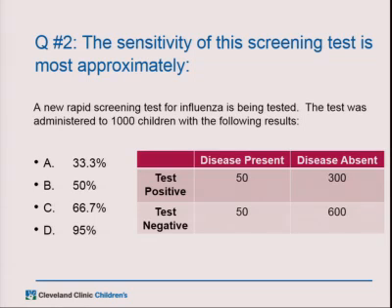There we go. We didn't even use a smartphone, right? Easy. 50 over 50 plus 50. All right, going down that first column is sensitivity. A over A plus C. 50 divided by 50 plus 50 is 50%.